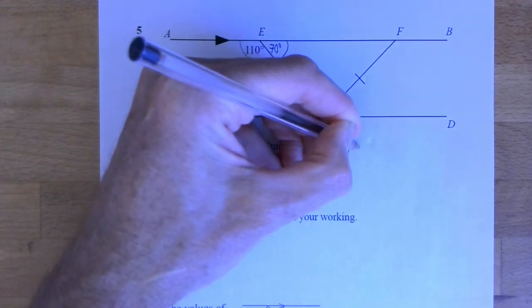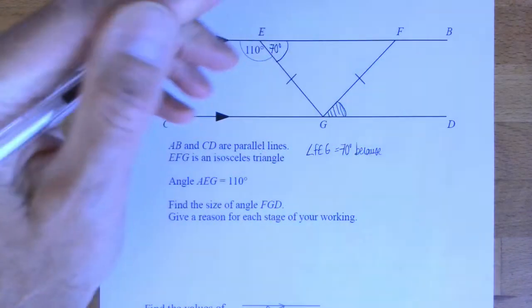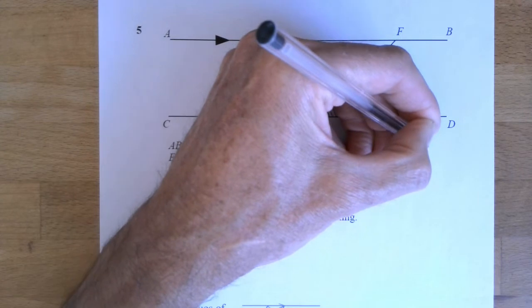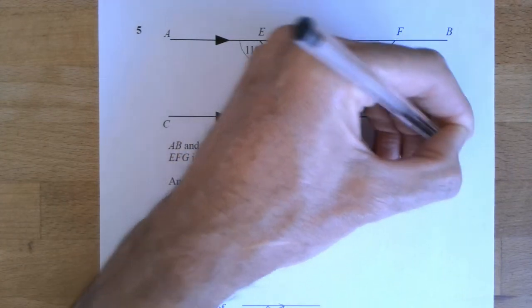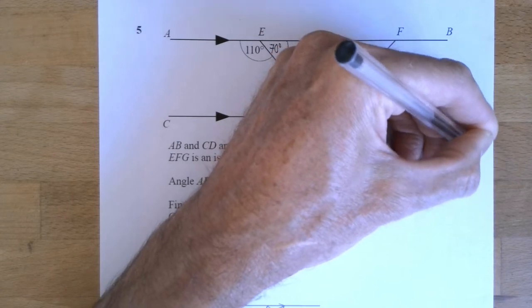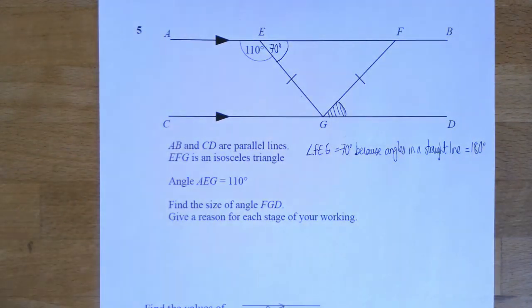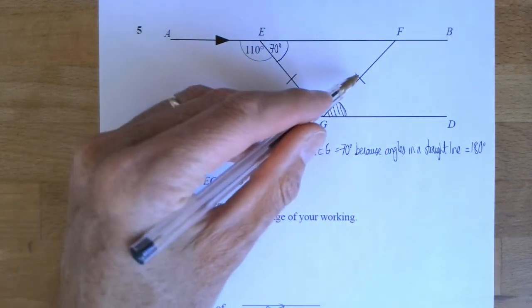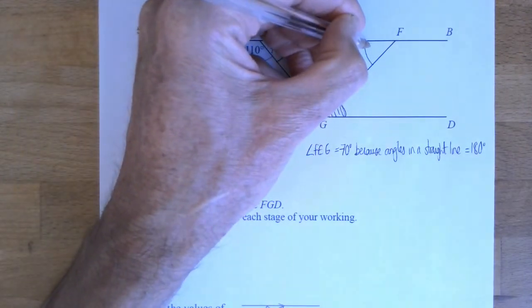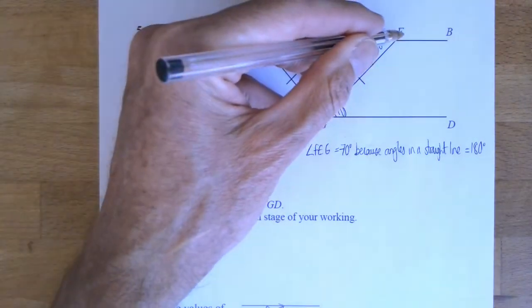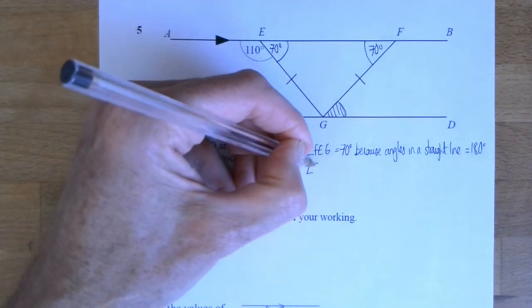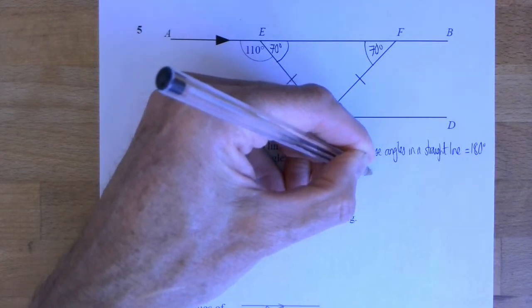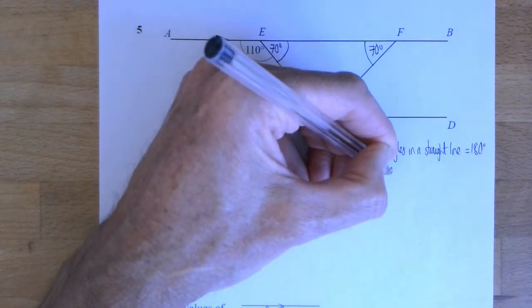Angle FEG equals 70 degrees because, and then I go to my list, angles in a straight line add up to 180. Angles in a straight line, and I'm just going to put equals 180 because it's a bit quicker. I then know that what I've got in the middle here is an upside down isosceles triangle. I know it because of those two dashes. So if that's 70, that's also going to be 70. That angle there is angle EFG, E to F to G. That's also 70, and that's because, go to my list, base angles in an isosceles triangle are equal.